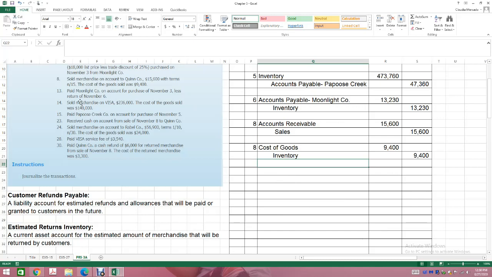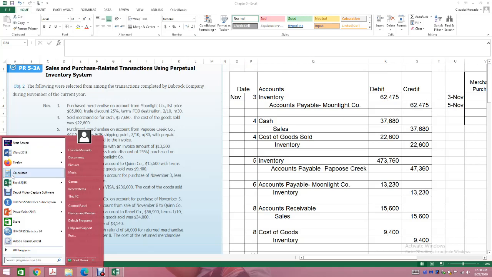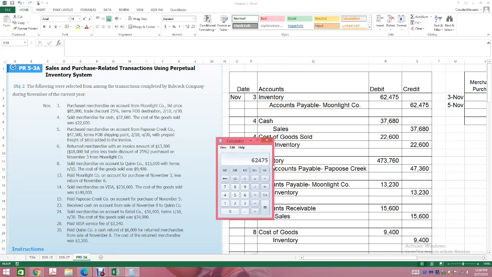On the 13th, you paid Moonlight Company on account for purchases of November the 3rd less the return of November the 6th. So we have to be referring to these entries. It says that you're paying Moonlight for what you owe them on the 13th. So let's see what happened on the 3rd. On the 3rd, we set up in accounts payable that we owed $62,475. This is what happened on the 3rd when we purchased the material.